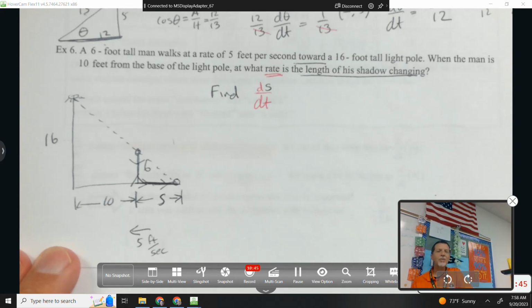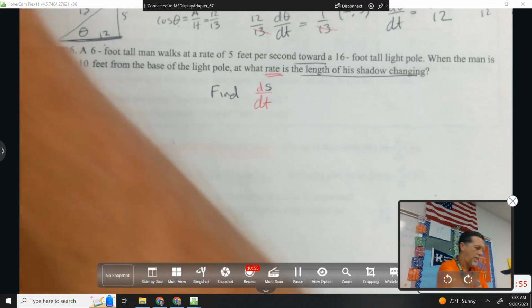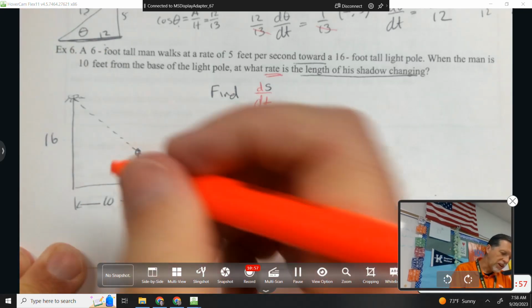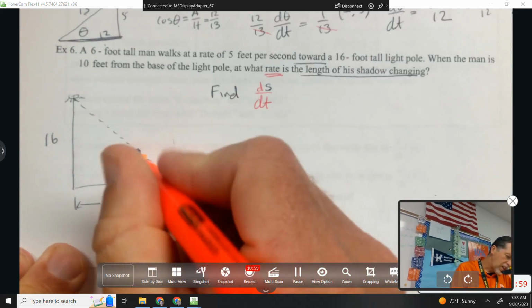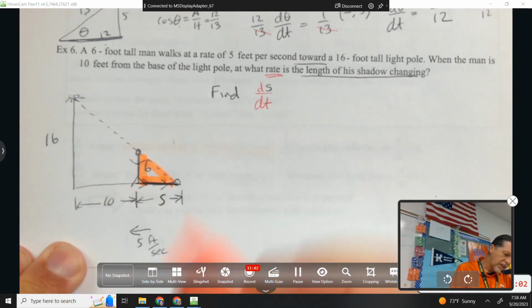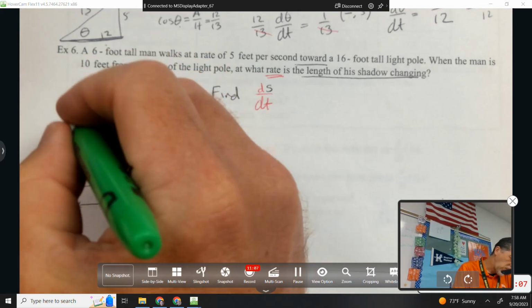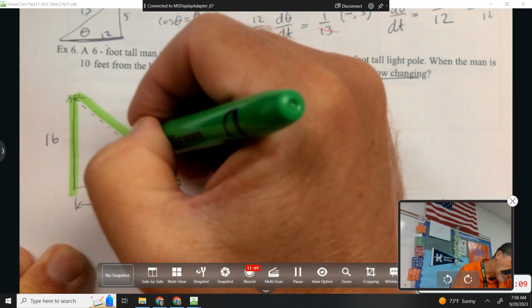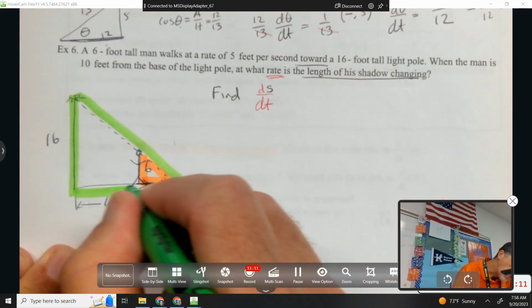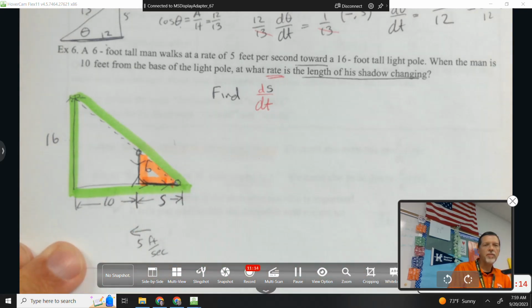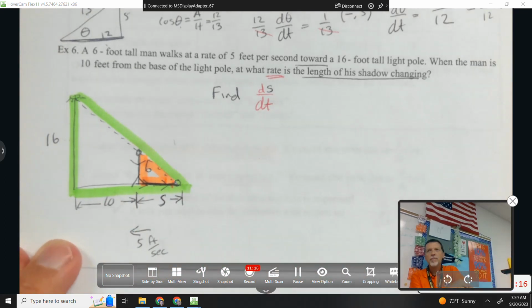Okay, these problems are good because there's not a formula to memorize. You have to look at the problem and figure out a formula. From your J's in geometry. There's similar triangles in here. Right, those triangles are similar. And so we can do some ratio stuff.